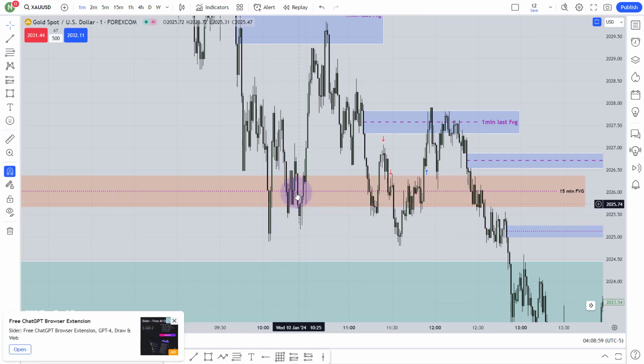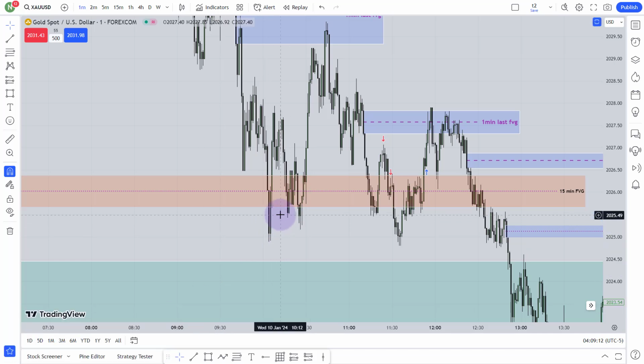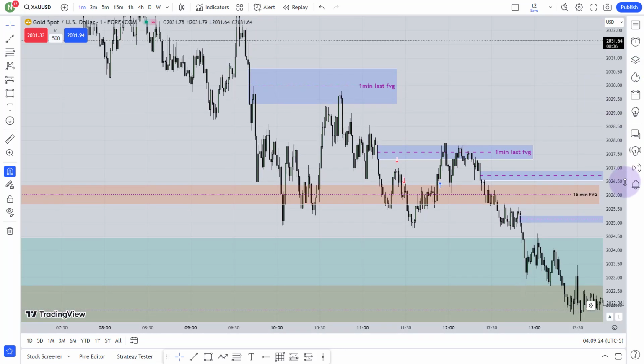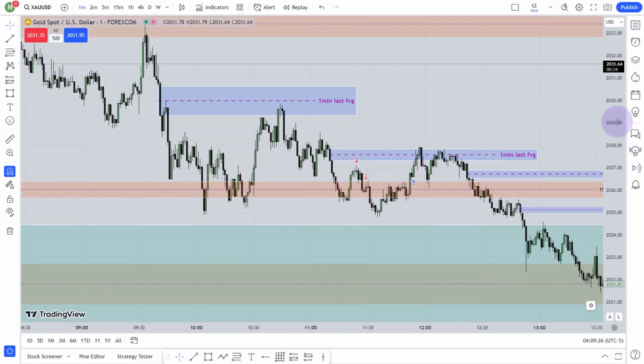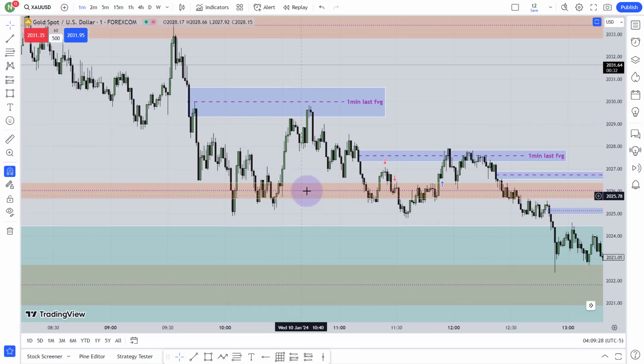It failed to hold the price. The last 15-minute fair value gap failed to hold the price. You see, it went below the fair value gap 1, 2, 3 times. The first time it happens, it's kind of a fake breakout, but if the fake breakout continues to happen, then that is not actually a fake breakout. That is showing you that it failed to hold the price, so price will go lower.